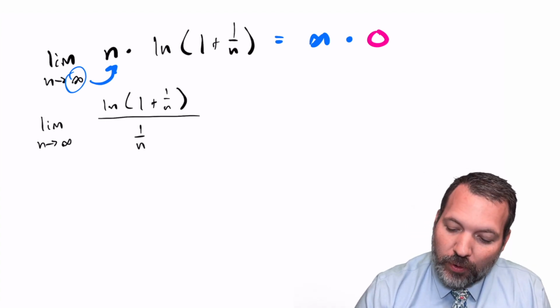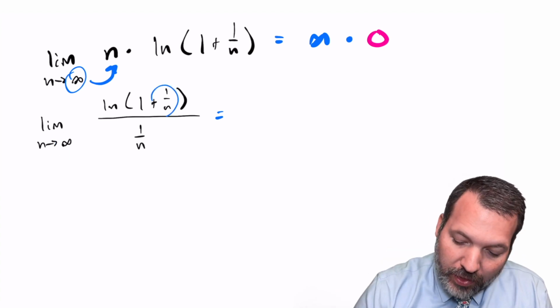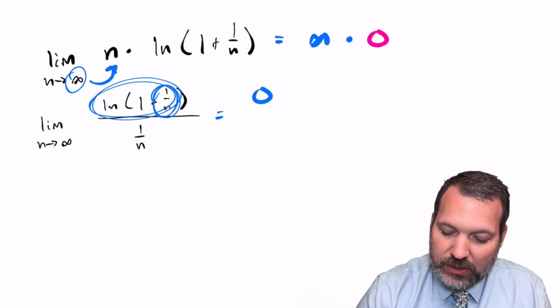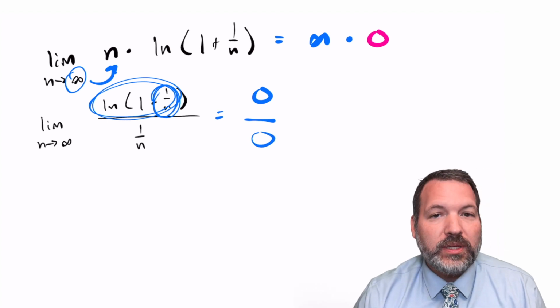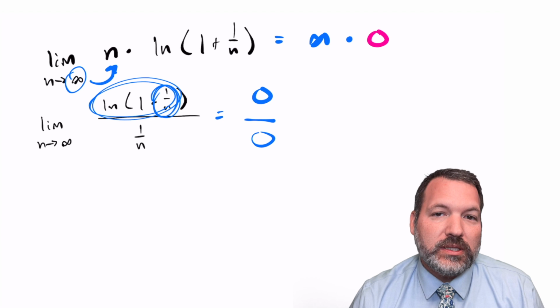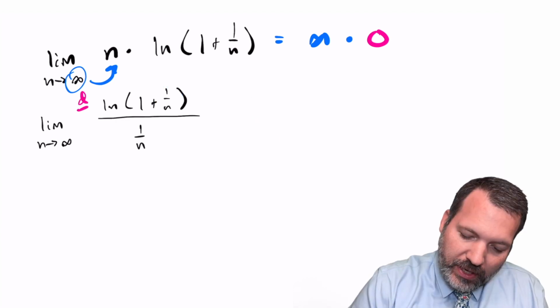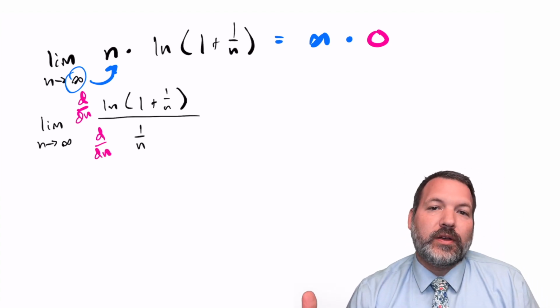This is now in a format where you'll notice if we plug the infinity in, so to speak, we get this part going to 0, natural log of 1, which of course is 0, and again, as n gets infinitely large, 1 over n would also be 0, so now we've met our requirements. We have an indeterminate form, 0 over 0. We are ready to apply L'Hopital's rule. So we're going to take the derivative with respect to n on both top and bottom of this fraction.